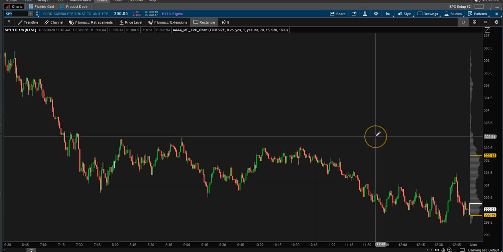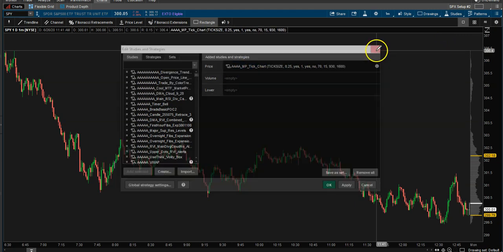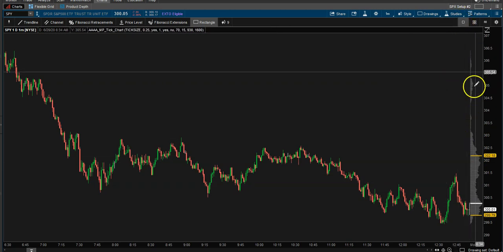So today's video is about a really cool Thinkscript tool that hopefully you guys will like. I call it the market profile tick chart. Essentially it gives you a market profile for whatever time frame on the right hand chart, but you're able to use this on a really low time frame.